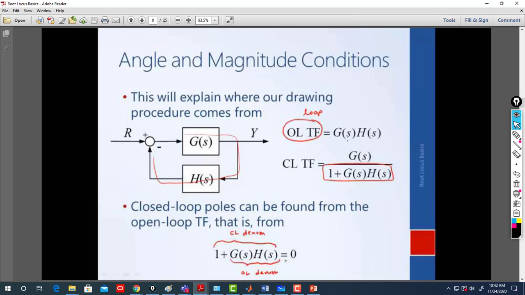Why did we say we can use only the open loop? Because of this. My closed loop transfer function's denominator, the characteristic equation, is 1 plus GH, and GH is my open loop transfer function. Doctor, how is GH the open loop? Because you take the loop and you open it. Okay. Then you get GH. So this is your open loop denominator. Well, this is a closed loop denominator.